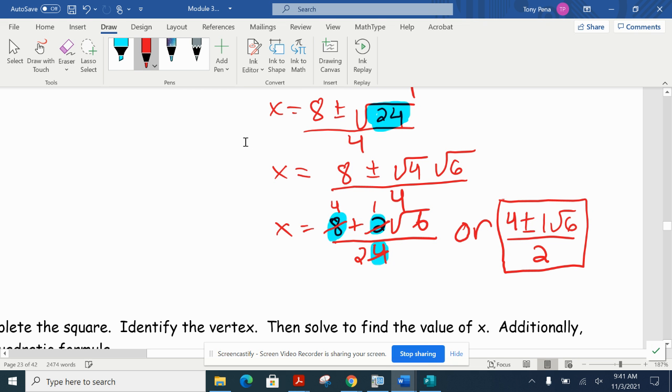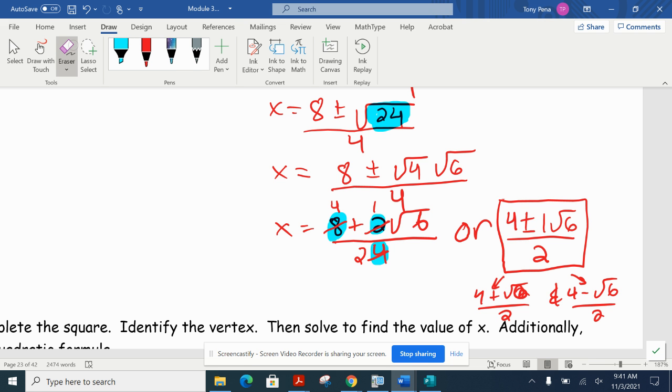We did say yesterday, if you wanted to, you could write this as two separate answers. One of those answers would be 4 plus the root 6 divided by 2. And then the other one would be 4 minus root 6 divided by 2. But that's how we get two different answers. One is going to be added, the other one's going to be subtracted. I don't need you to do that. Once you have it written like this, that can be your final answer.